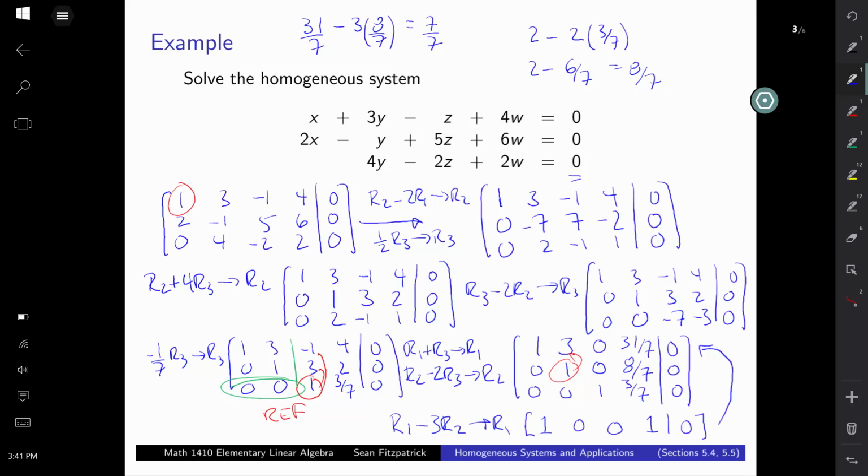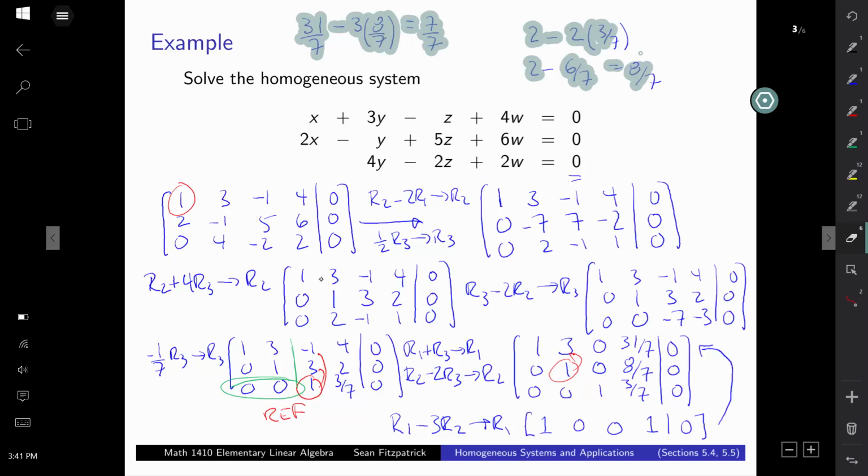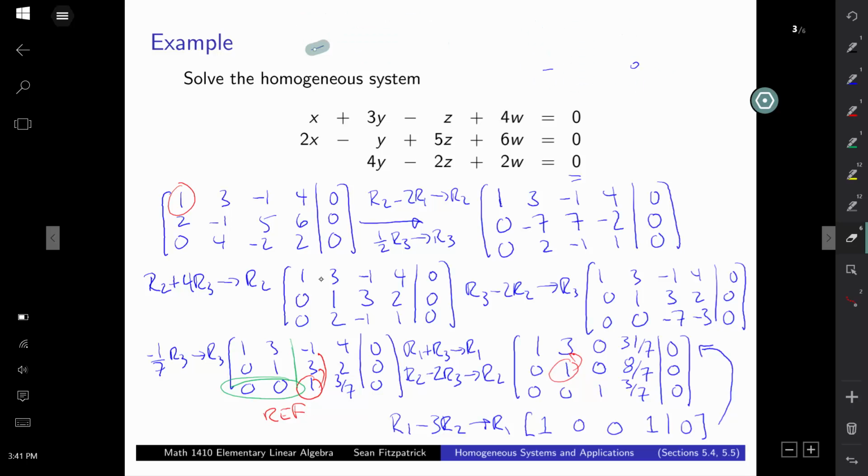Okay. So what all does this tell me in the end? What kind of relationship do I get among my variables? Let me get rid of these fractions. We don't need those so much. What's my solution? My solution is, well, I've got x plus w equals 0, so x equals minus w. Y plus 8 over 7 times w equals 0, so y is minus 8 over 7 w.